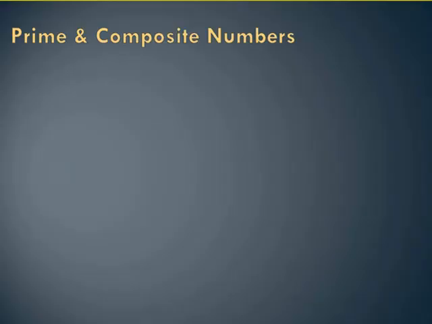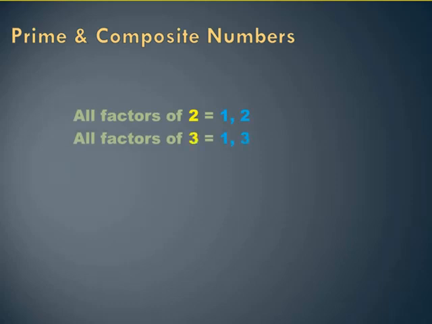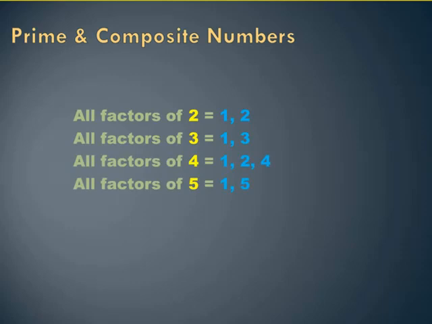Prime and composite numbers. All the factors of 2 are 1 and 2. All the factors of 3 are 1 and 3. All the factors of 4 are 1, 2 and 4. All the factors of 5 are 1 and 5. All the factors of 6 are 1, 2, 3 and 6.